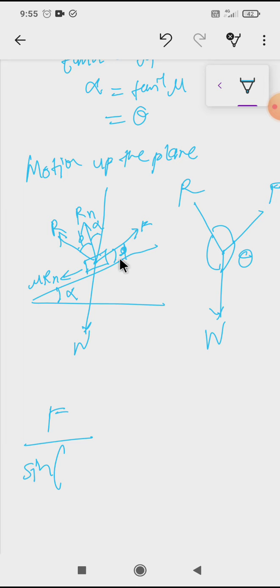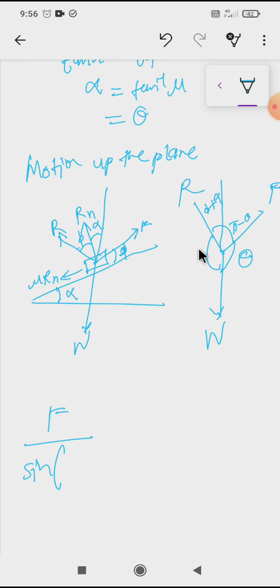Now this line is a total of 180 degrees, so 180 minus theta. So this angle here will be pi minus theta. This is whole pi, 180 minus theta, and this angle will be phi plus alpha. So the total angle will be phi plus alpha plus pi minus theta here.